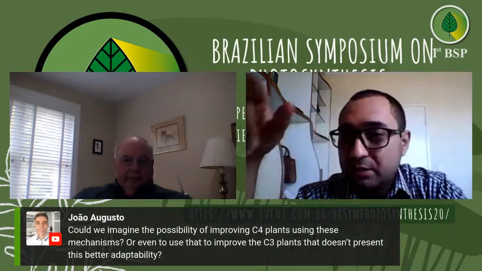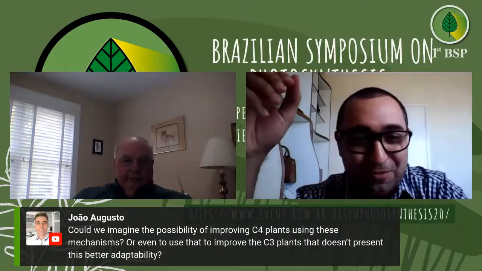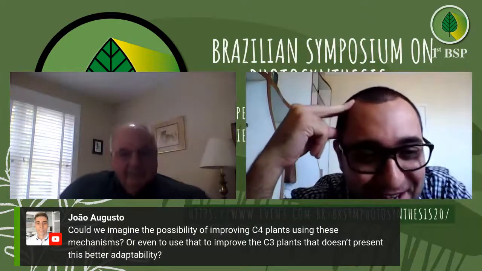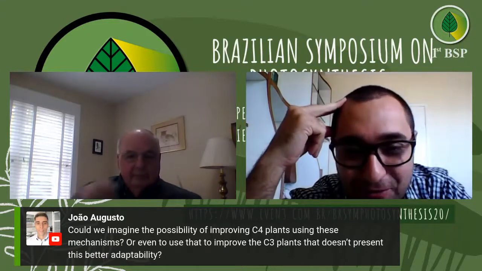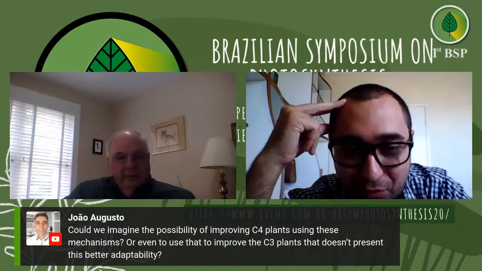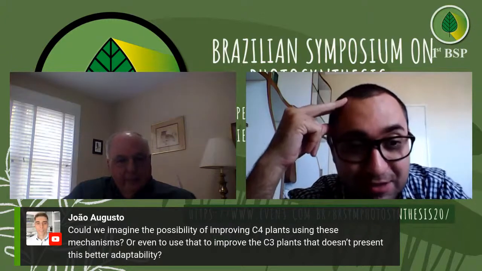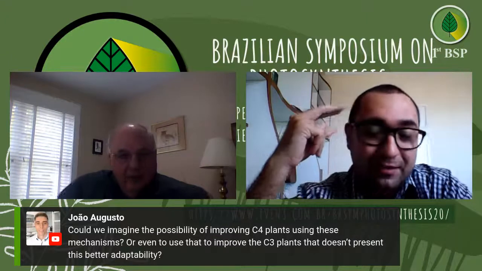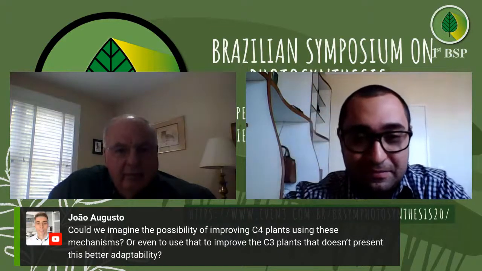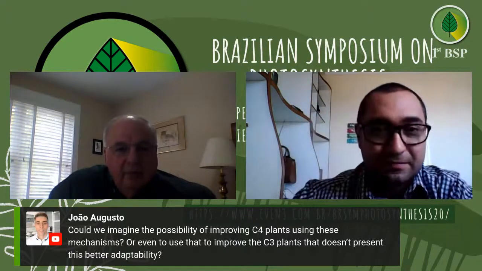Okay. Indeed, there are three different questions from João Augusto. Thank you, João Augusto, for your question. So this is the second. Could you imagine the possibility of improving C4 plants using this mechanism, or even using it to improve the C3 plants that don't present this better adaptability? Improving.